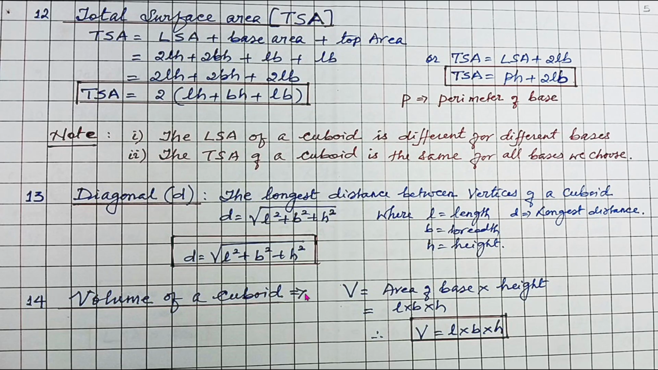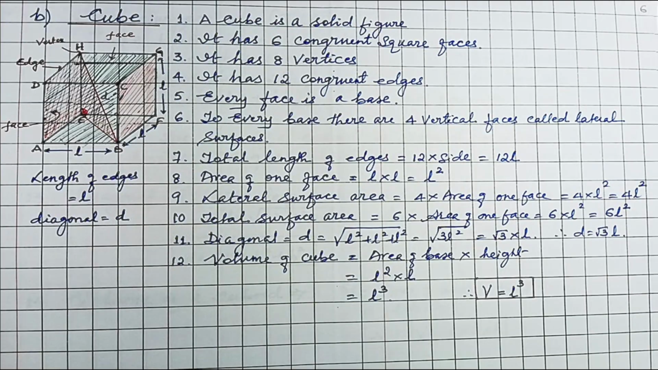Now the volume of a cuboid is the area of the base into height. As we know, the area of the base is L into B and the height is H. Therefore the volume of a cuboid is L into B into H. Remember that. Now the next solid figure is the cube. Let us study the features of the cube.